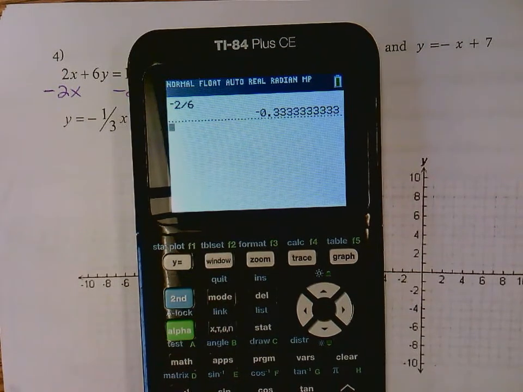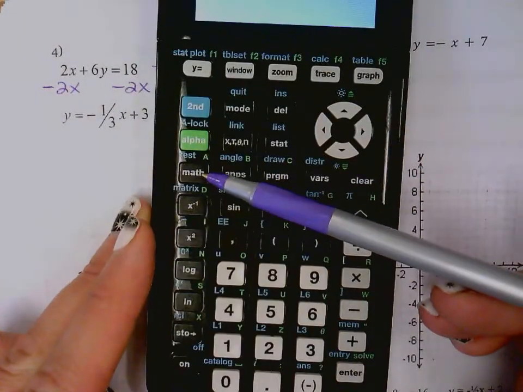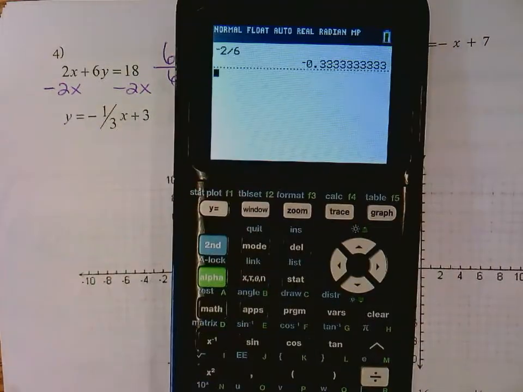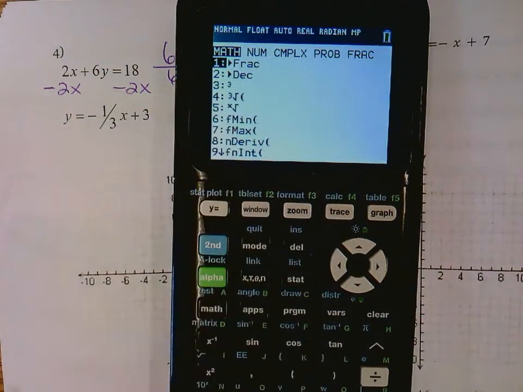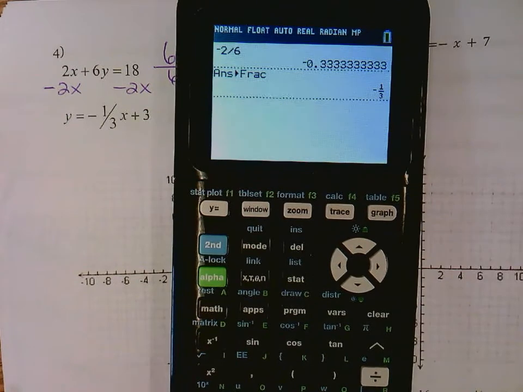If you're not sure what fraction that is, the math key, which is right here under the alpha button, is your best friend for fractions. Under the math key, there's a fraction button that will convert any answer that you have into a fraction for you. So it's under the math key, fraction. And see how that took that -0.333 and told me that's the fraction -1/3?